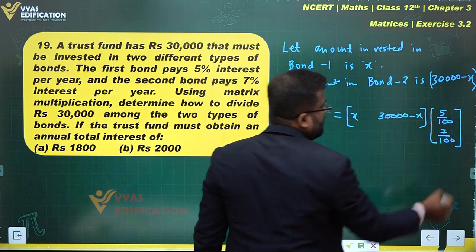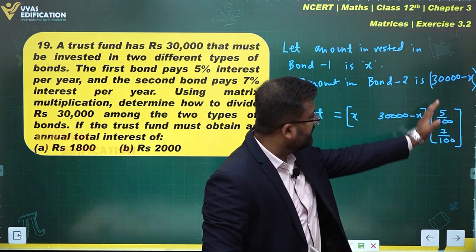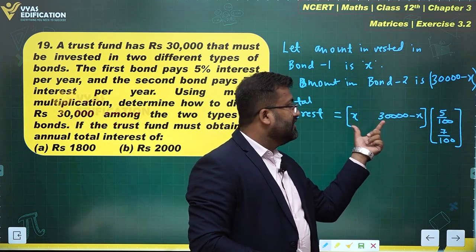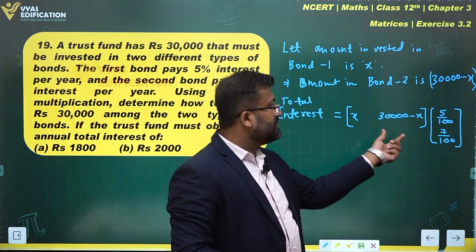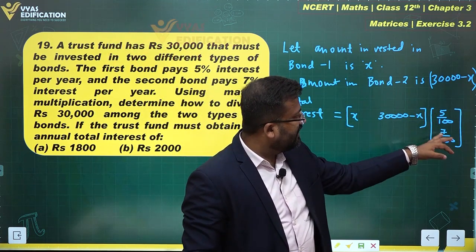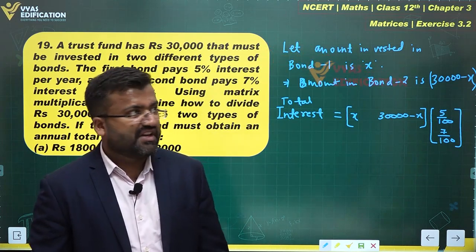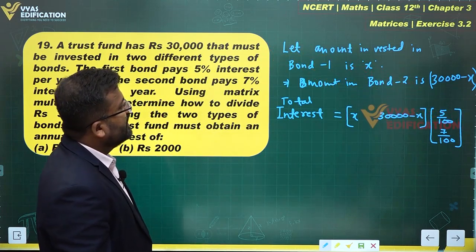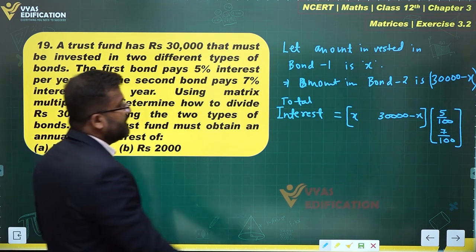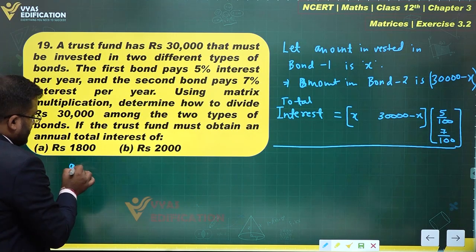Multiplication for matrices, as you may recall, is row by column multiplication. This row gets multiplied with this column. This is a 1 by 2 matrix. This is a 2 by 1 matrix. This product will be a 1 by 1 matrix, which will be equal to the total interest. X times 5 by 100 plus 30,000 minus X times 7 by 100. That will be the total interest, right? And now, can we solve the first part? Yes, we can solve the first part very easily.